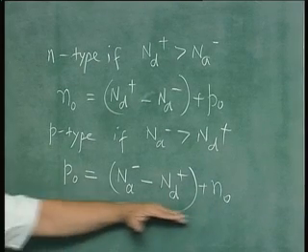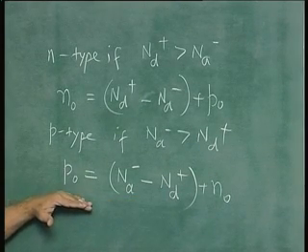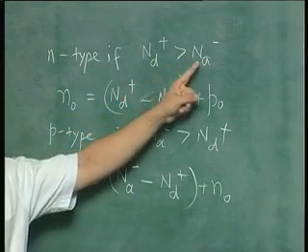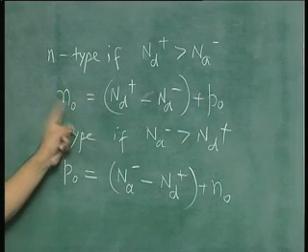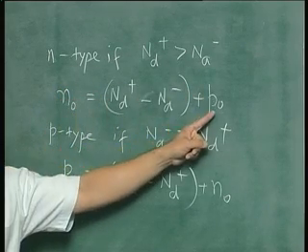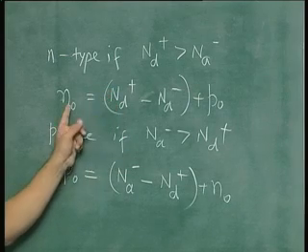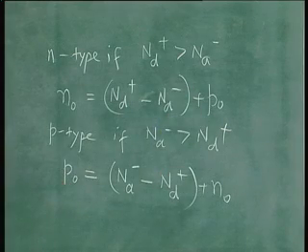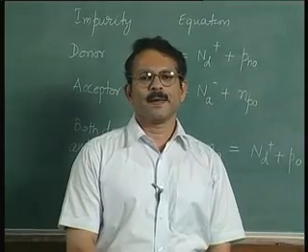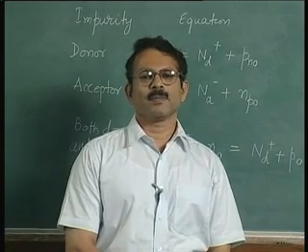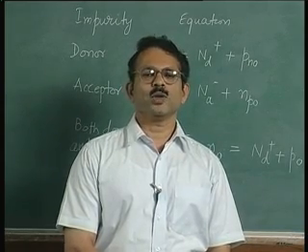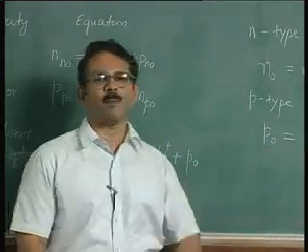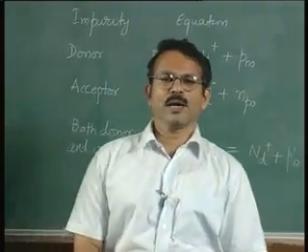The same equation has been rewritten to show this. On the other hand, it will be n type if Nd plus is more than Na minus, because electron concentration in that case would be more than hole concentration. So n naught is equal to Nd plus minus Na minus plus p naught. In this manner we can determine the concentrations and polarity of the semiconductor when both donor and acceptor type impurities are present. We will have further discussion on compensated semiconductors in the context of the energy band model.